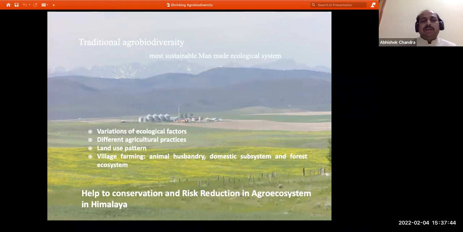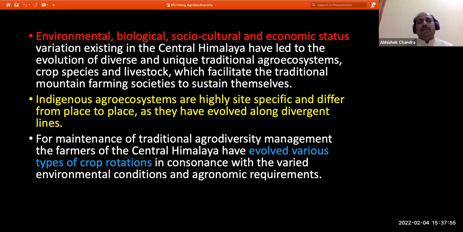according to the variation of ecological factors, different agriculture practices, and land use practices. So how do they maintain the agrobiodiversity in the particular area? They involve different environmental, biological, and socio-economic status, and the indigenous agro-ecosystem in the high altitude is site specific.